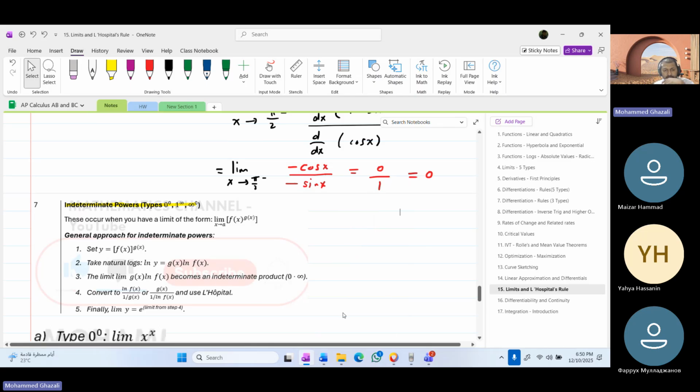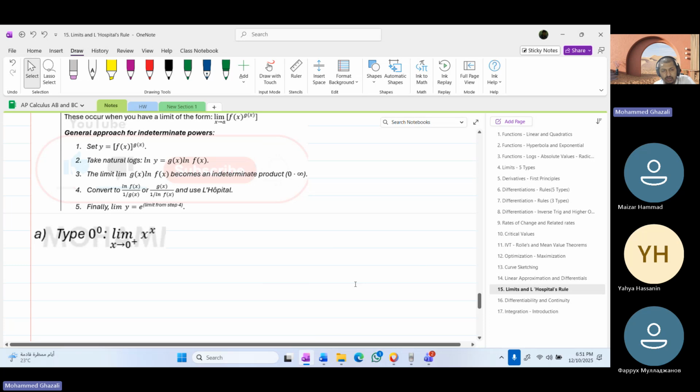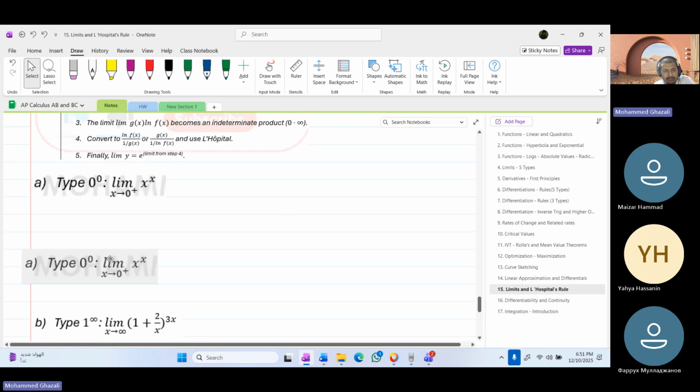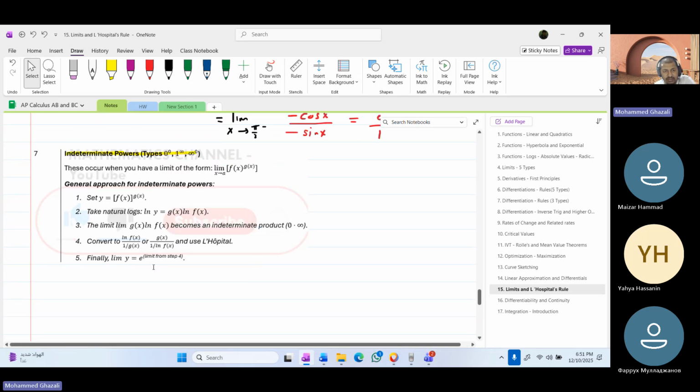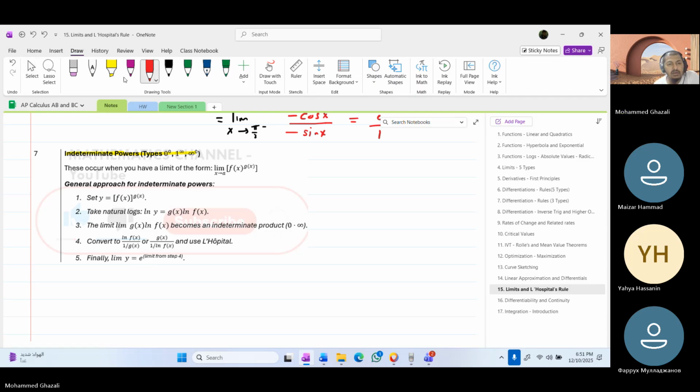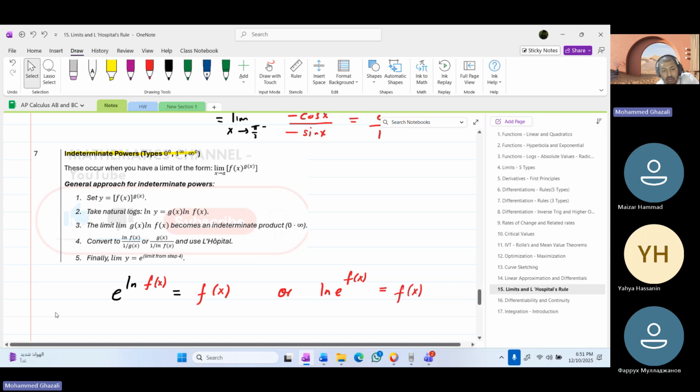Now, don't worry about these rules. I'm going to use something else. I want you to look at the transformation. What is e to the power ln x? E to the power ln f of x is just f of x, because the inverse functions cancel. Or ln e to the power f of x is still f of x. So remember these two.